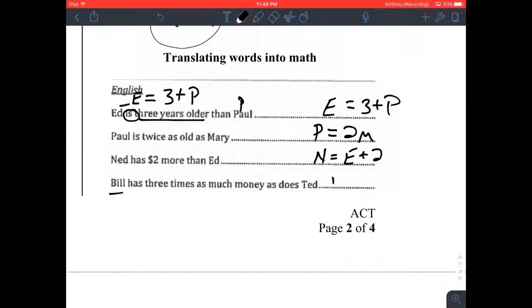Bill, B, has equals 3 times as much money as Ted. Whatever Ted has, he has it times 3. That's just some examples of translating words into algebra.